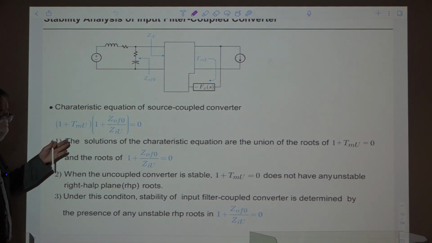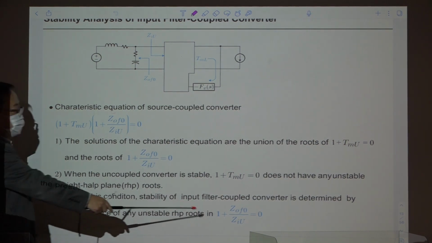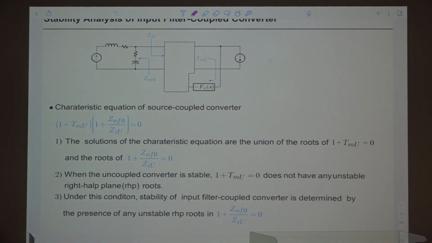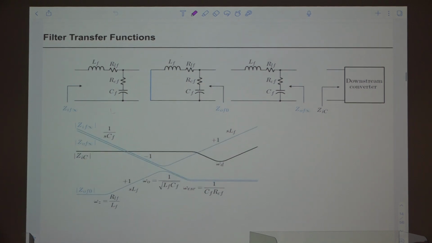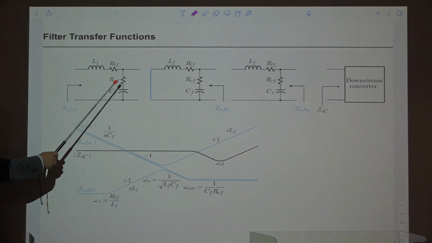So we'll be using the Nyquist stability criterion for that purpose, and this term is defined as minor loop gain by Dr. Middlebrook. Last time, I think we discussed this. So because we are talking about the interaction between infilter and downstream converter stage, we need to review the impedance characteristic of this simple low-pass filter.